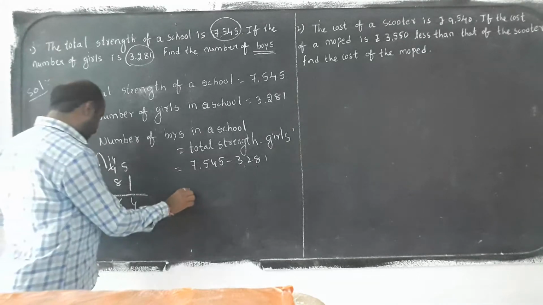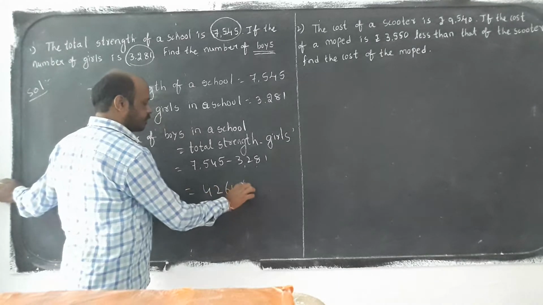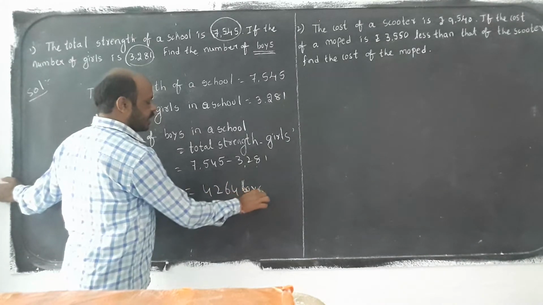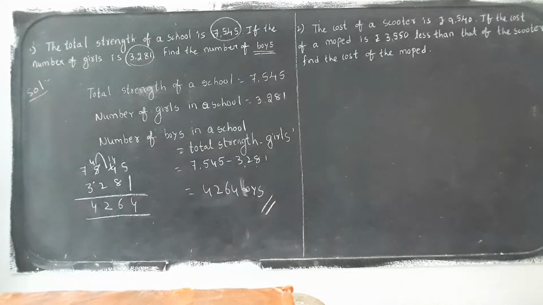Total boys, how many are there? 4,264 boys. In a school, how many should be boys? 4,264 boys are there in the school.